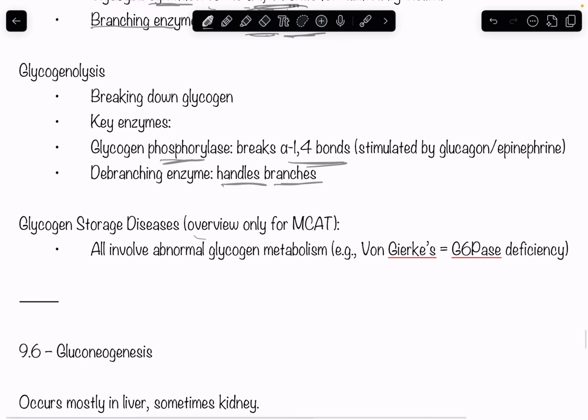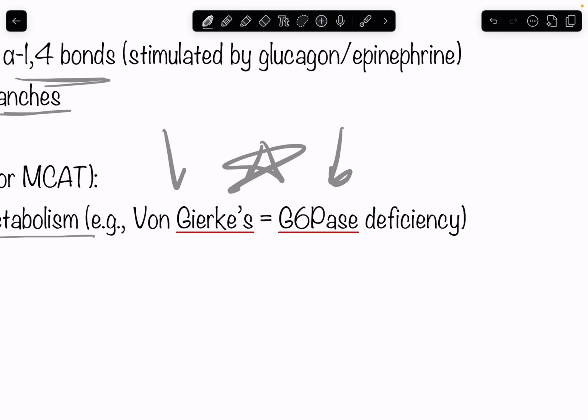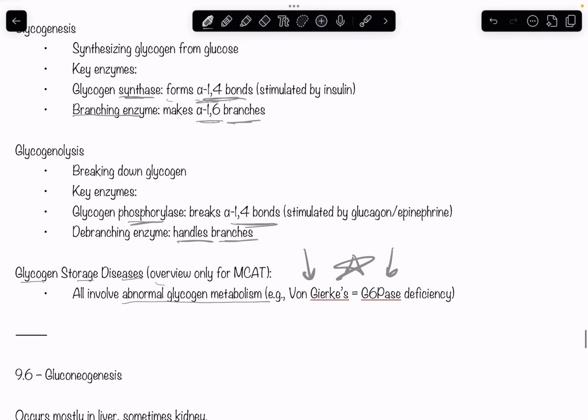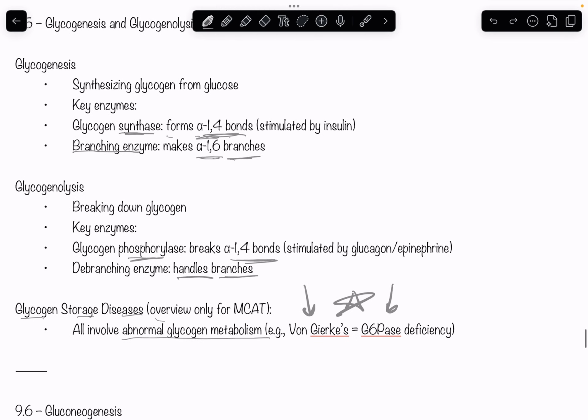So a quick overview for the MCAT that you need to know. This is a very important disease that I have seen on full length. It's called glycogen storage disease. So abnormal glycogen metabolism, and here are hints what causes it. Okay, definitely commit those to memory. And again, I added this overview for the MCAT for a reason, right? So it'll definitely be on your test.